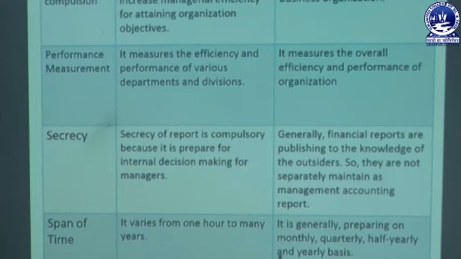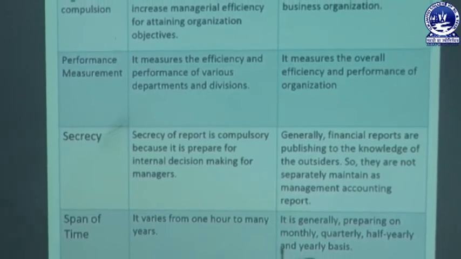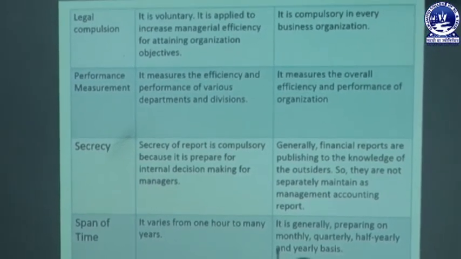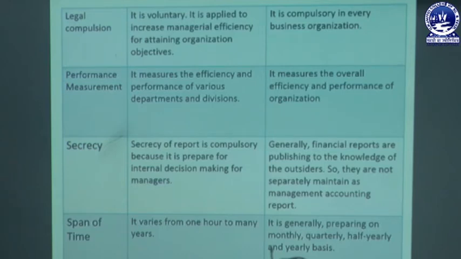Then the next difference between management accounting and financial accounting is in terms of legal compulsion. In case of management accounting, it is voluntary. It is applied to increase managerial efficiency for attaining the organization's objectives. But financial accounting is compulsory in every organization. So legal rules and regulations must be covered by different organizations. Those are covered with the financial statements. For them, legal compulsion is compulsory, but for management accounting, it is voluntary.